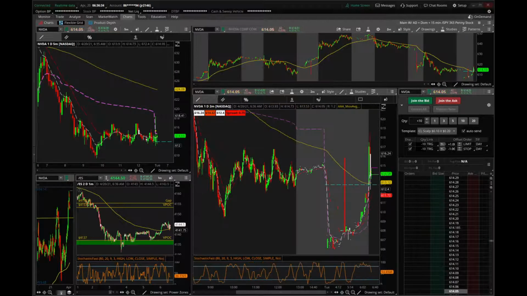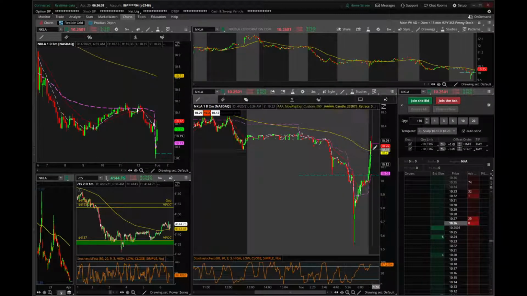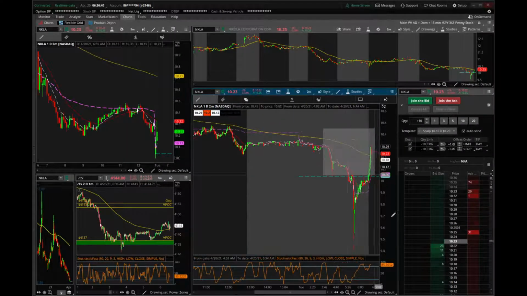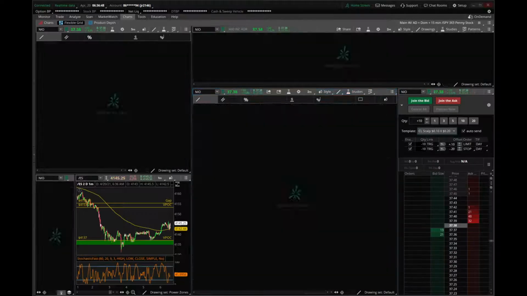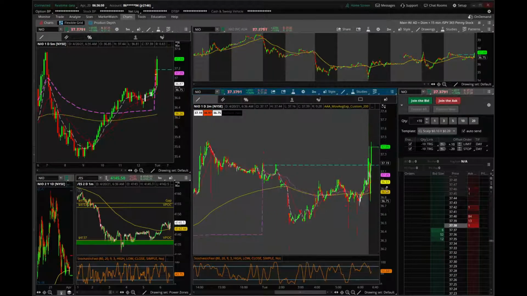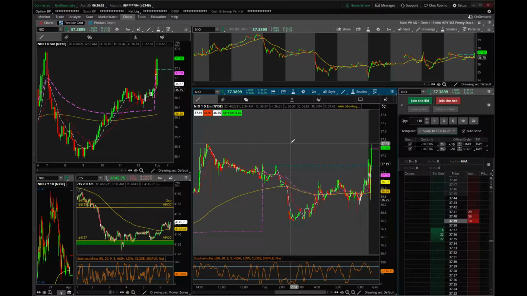NVIDIA, yeah, we'll leave that. That might be a trade later on. Here we go. Nikola, but again, the ranges aren't big, right? I'm looking for 10 cents, so really nothing on Nikola right now. NEO, okay, watch NEO above this high, right? This pre-market high.